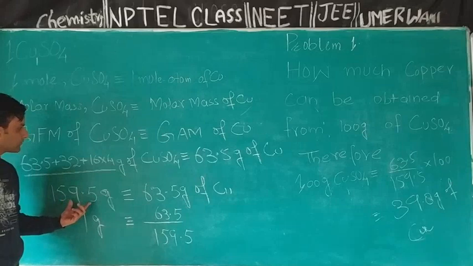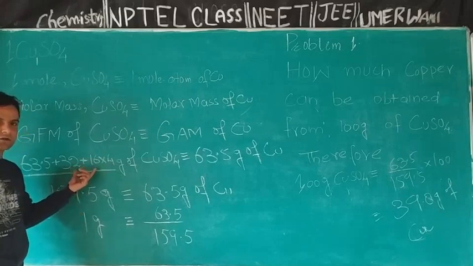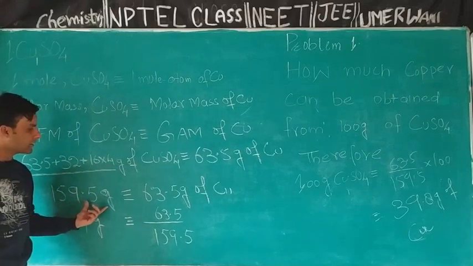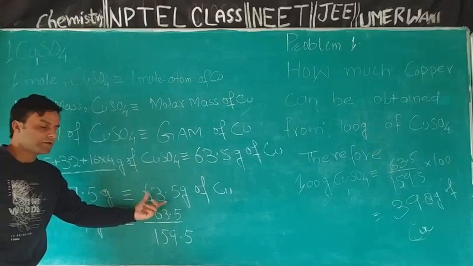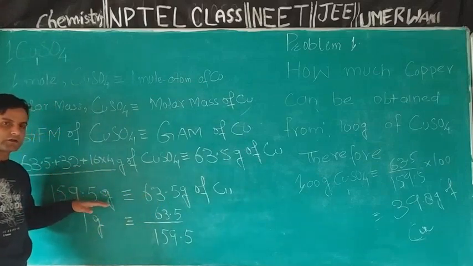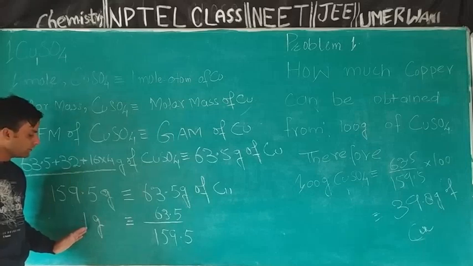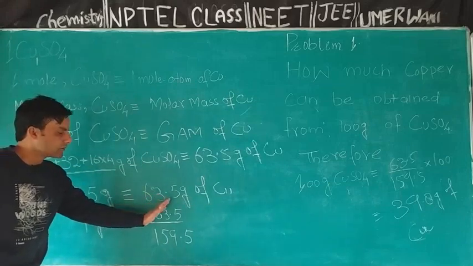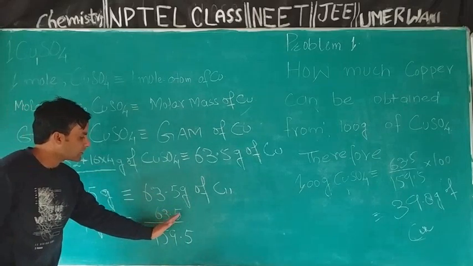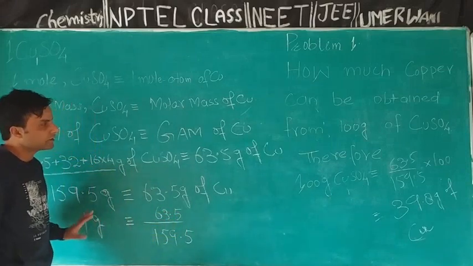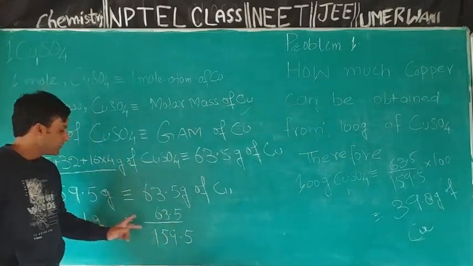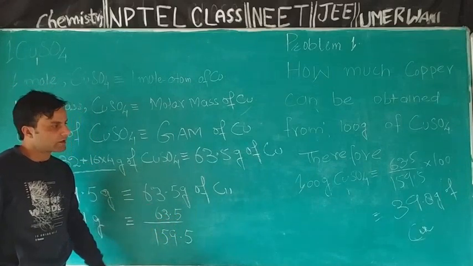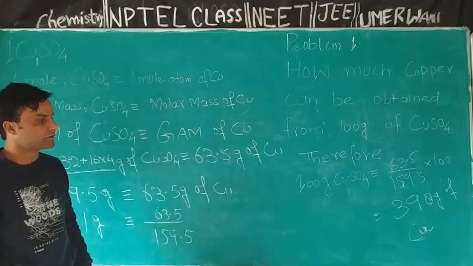Here, what I did: this information is fixed or definite for this particular compound, copper sulfate, that 159.5 grams of copper sulfate will produce 63.5 grams of copper. I used it as a base and applied the unitary method. If this many grams give this many grams of copper, 1 gram will give 63.5 divided by 159.5, therefore 100 grams of copper sulfate will give 63.5 divided by 159.5 multiplied by 100, which comes equal to 39.8 grams of copper.